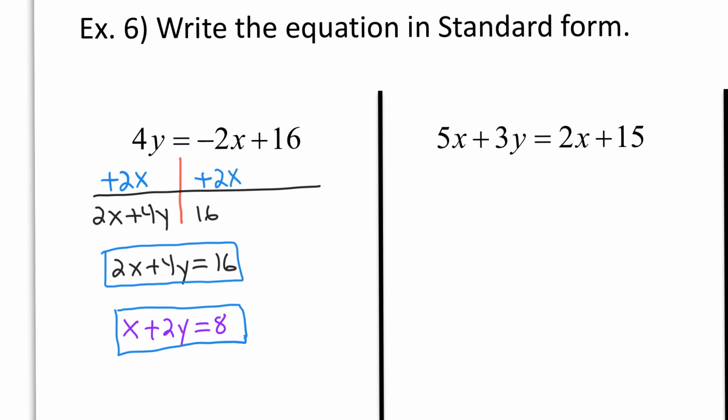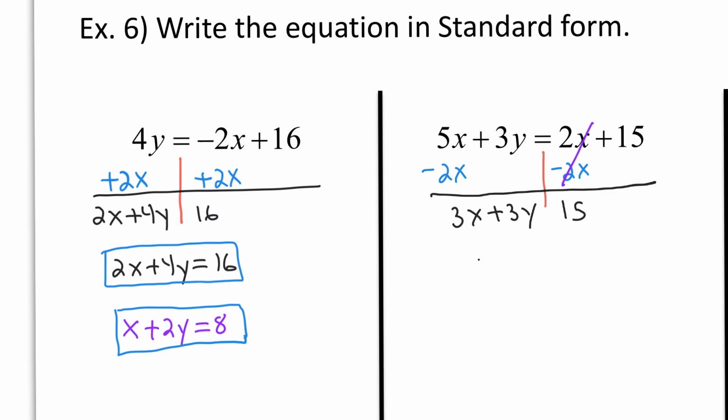The next one, you do not have all the x's on the same side. Here's an x, here's an x. We do have an x and a y here on the same side, but this one has to go to the other side. So I'm going to do the opposite here. I'm going to subtract 2x so I can get all the x's on the same side. So when I do that, I have 5x minus 2x, that's 3x, plus 3y. On the other side, this cancels, and you bring down the 15. So we have 3x plus 3y equals 15.